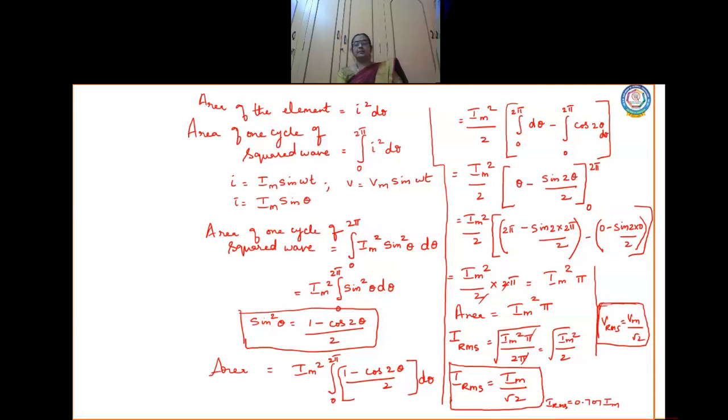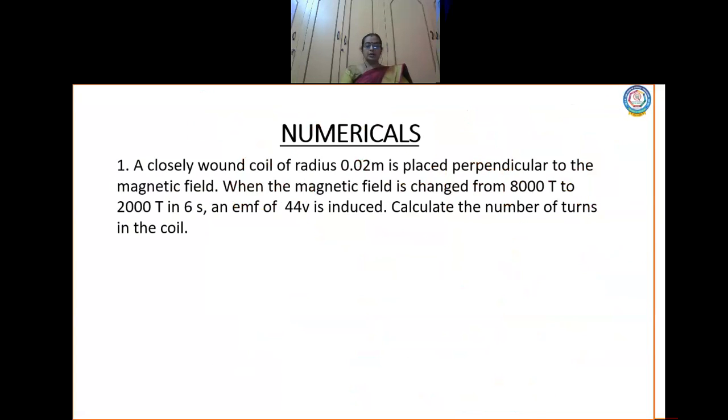Very important 5-mark. And the last topic which we were discussing, that is the mean or average value of AC, is also a 5-mark question. So remember to learn these 2 concepts, right? Very important topics. Now with this we are moving on to the book back numericals.